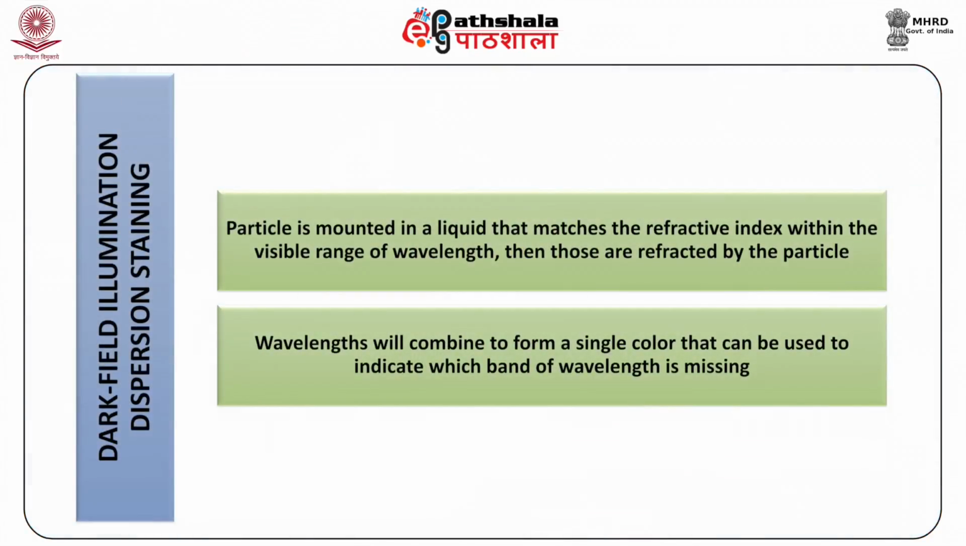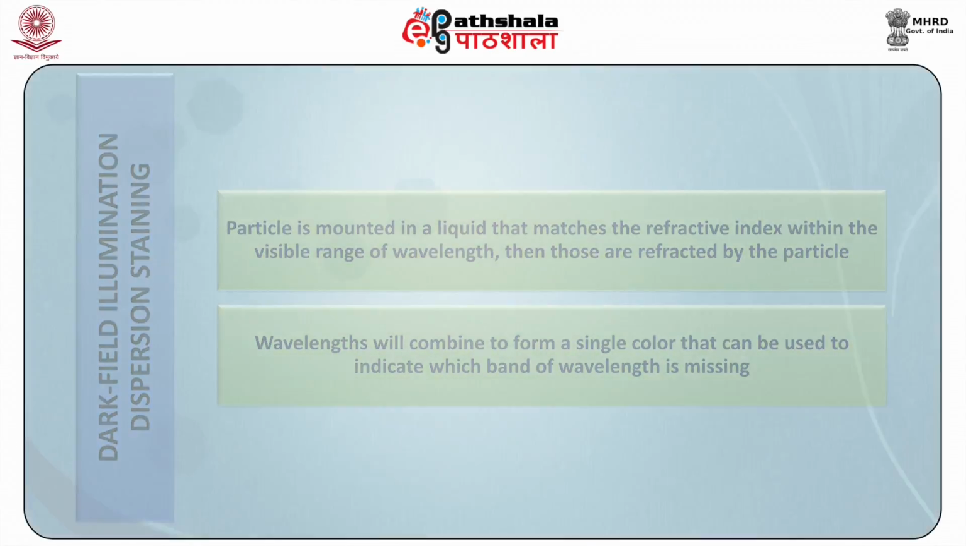Now, when a particle is mounted in a liquid that matches the refractive index within the visible range of wavelength, then those wavelengths which are refracted by the particle are not collected by the objective. So, the image of the object is formed by the remaining wavelengths. These wavelengths will combine to form a single color which is used to indicate which band of wavelength is missing.